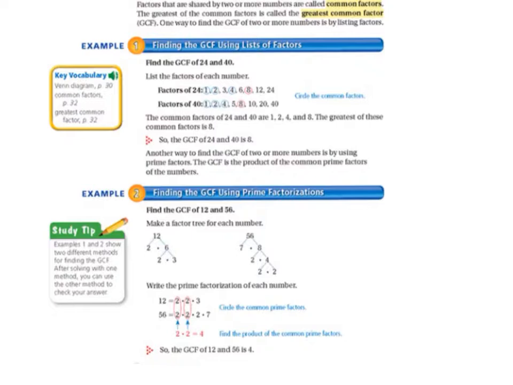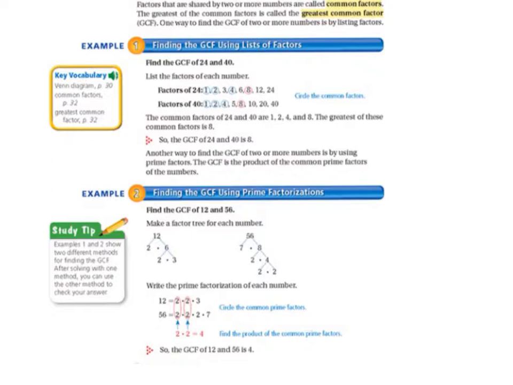Yesterday you wrote the key vocabulary in your math notebook, so you don't need to write that again today, but we will review it. Factors that are shared by two or more numbers are called common factors. The greatest of the common factors is called the greatest common factor, or the GCF. One way to find the GCF of two or more numbers is by listing factors.